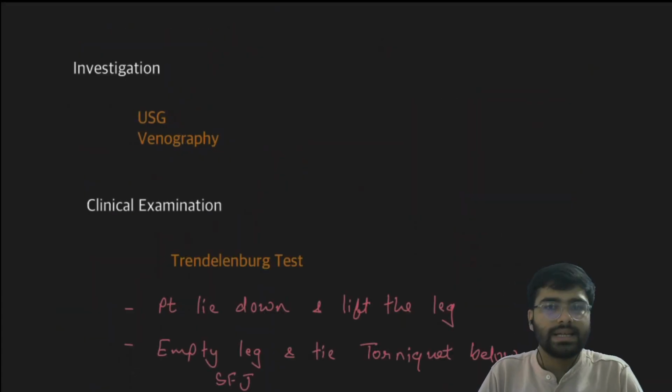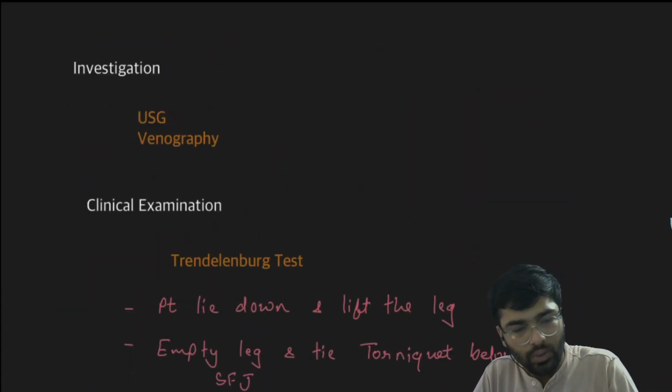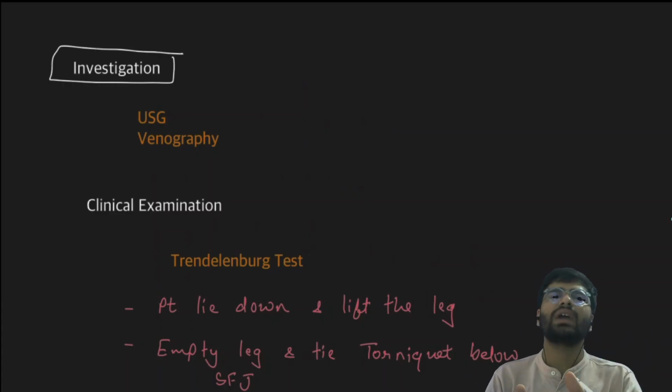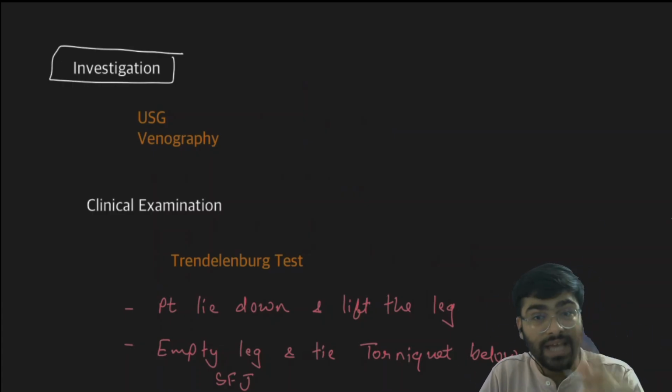Okay. Now let us go through the investigation. How will you investigate varicose vein? So mostly it is clinical. Just by looking, you can say this is varicose vein. But varicose vein has four causes.